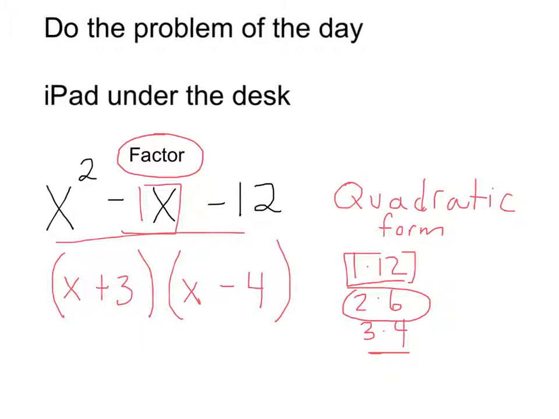Now let's see if we did that right. Remember, the first terms must multiply to give me what? X squared. They did. Okay, now the last terms, 3 and negative 4, must multiply to be negative 12. They are, aren't they? And then finally, when I take the 3 and the negative 4 and I add them, it should give me negative 1. Did it? So I factored it correctly.